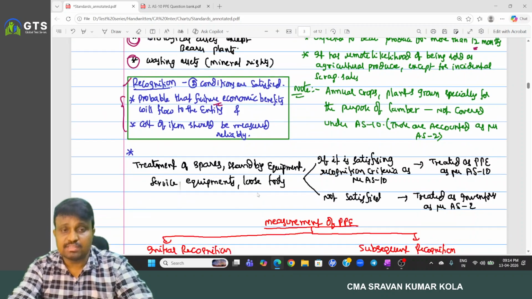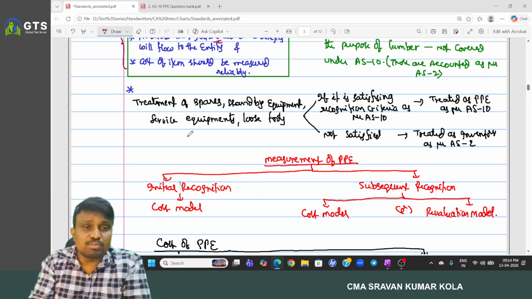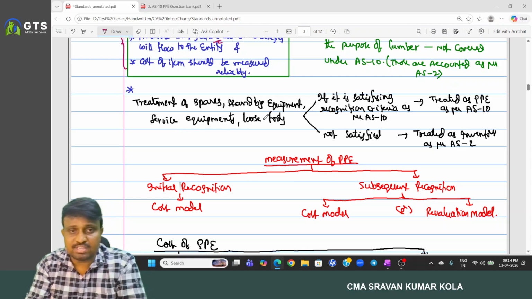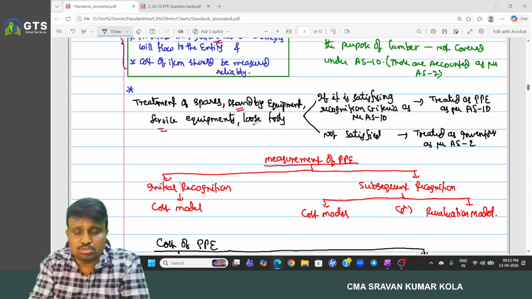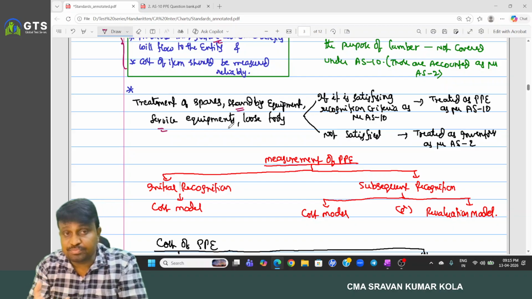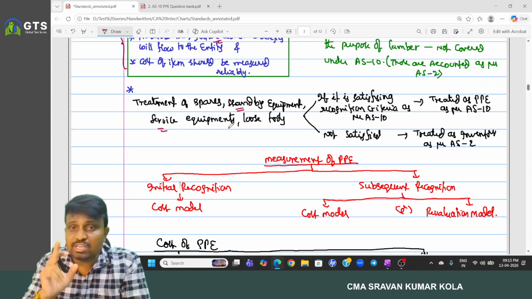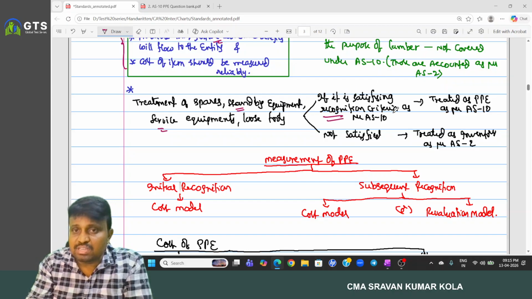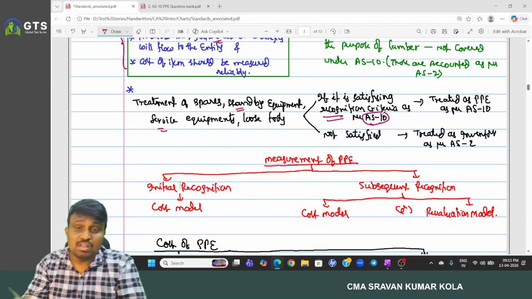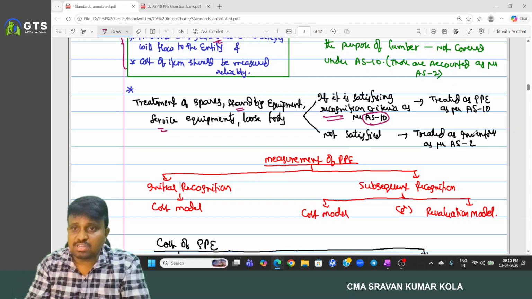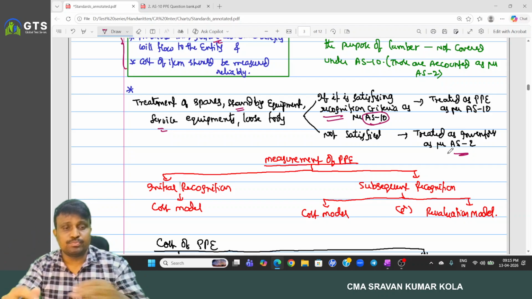per AS-10. Then, what is the treatment for spares, standby equipment, service equipment, loose tools, etc.? Remember, service equipment, standby equipment, or loose tools are all covered under AS-10, and these are treated as PPE only if they satisfy the recognition criteria stated as per AS-10. If not satisfied, then those are treated as inventory and accounted as per AS-2.